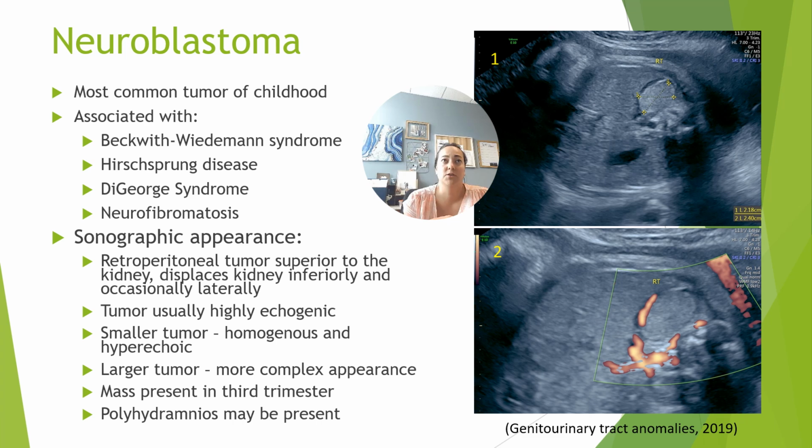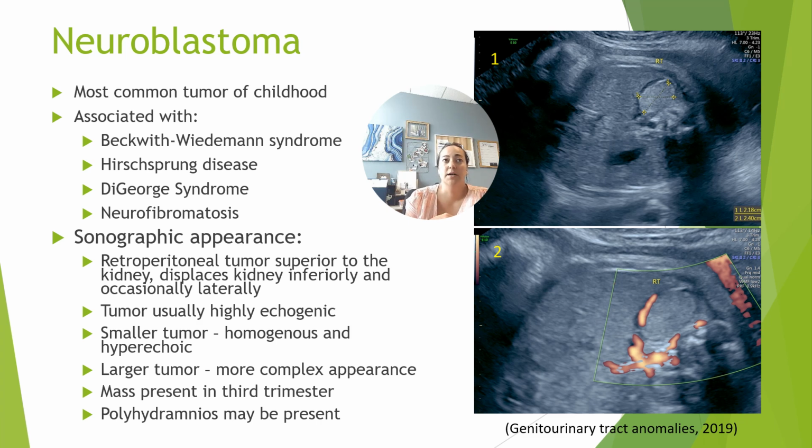Again, this is the most common tumor of childhood. It is associated with a couple of different syndromes or diseases: Beckwith-Wiedemann, Hirschsprung's, DeGeorge, and neurofibromatosis. On ultrasound, what you'll notice is a tumor that is usually echogenic or homogeneous in appearance to the kidney, that is adjacent to the kidney, usually superior, or may displace that kidney inferiorly depending on the size. Sometimes it can be a little bit more lateral to the kidney though.